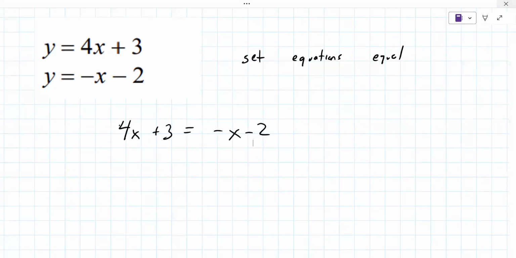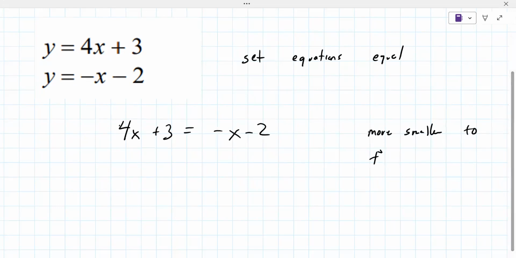That's not a very common question, so I don't want to emphasize that. But what is common is you might get two equations like this, and you have to set them equal to each other. Okay. And then we talked about the idea of moving the smaller to the larger. So which is smaller, 4x or negative 1x? Negative 1. So you add 1x to both sides.